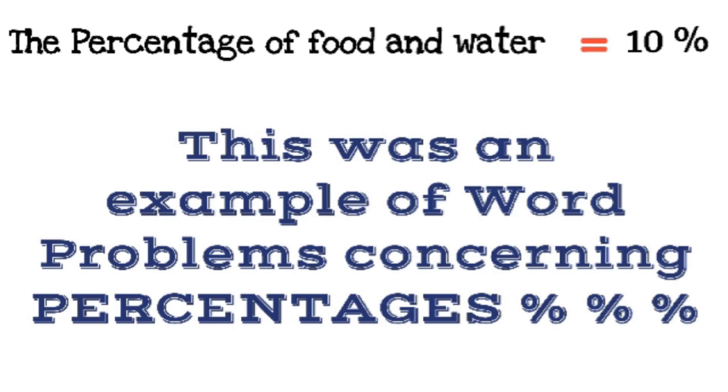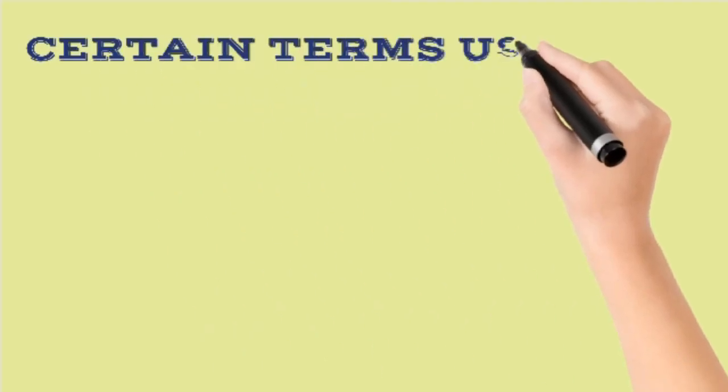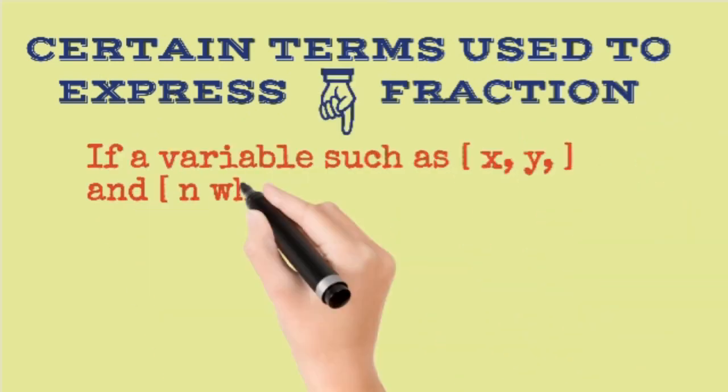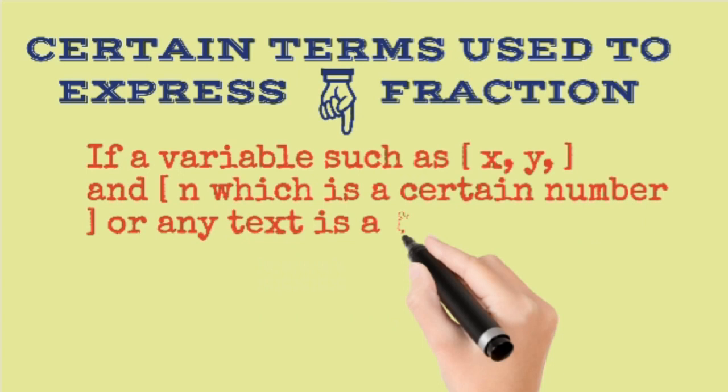One of the most important things to notice in word problems concerning percentage is the total percentage, which is 100%, and the total amount, which is all the amounts being combined together or concatenated. So these are certain terms used to express fractions.